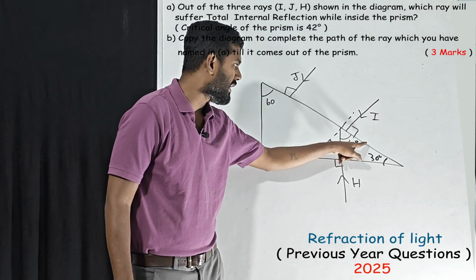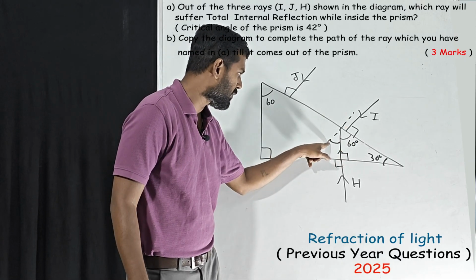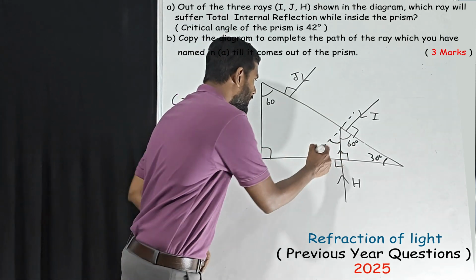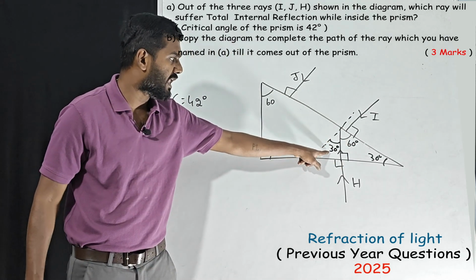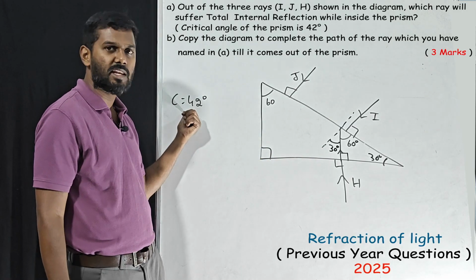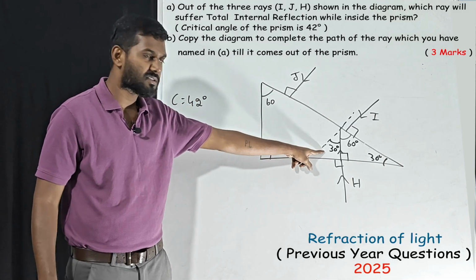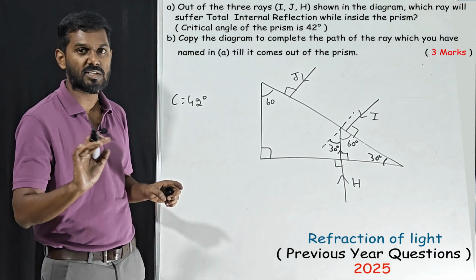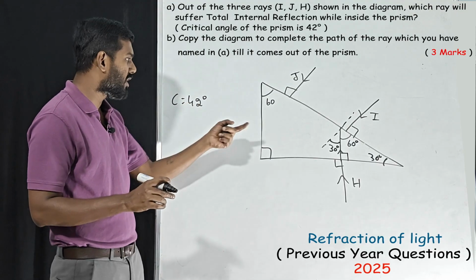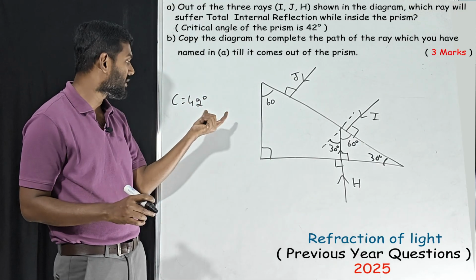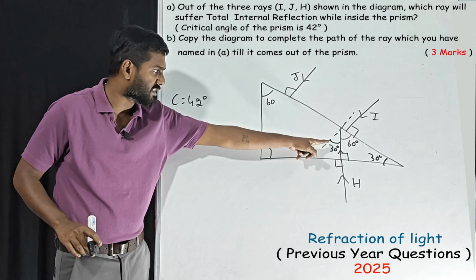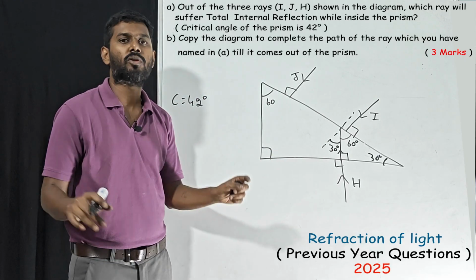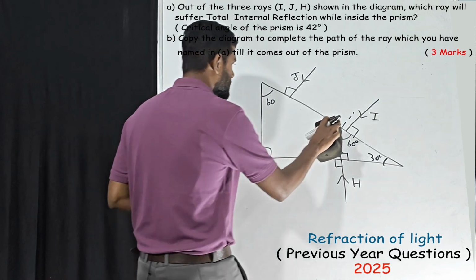And from the normal till the surface, it is 90. So the total angle is 90. Out of 90, one part is 60. The remaining is 30. Now the angle of incidence is 30 degrees. If the critical angle is 42 degrees, the angle of incidence is less than the critical angle, so it will not undergo total internal reflection. What is the condition for total internal reflection? The angle of incidence should be more than the critical angle. Here the angle of incidence is 30, which is less than the critical angle, so it will not undergo total internal reflection. So H is not an option.